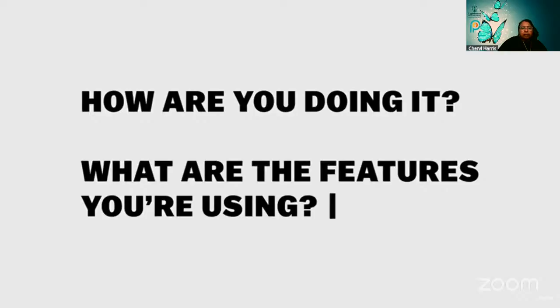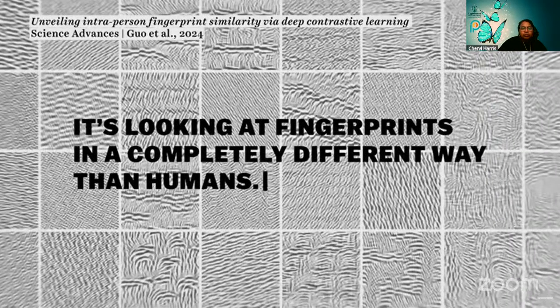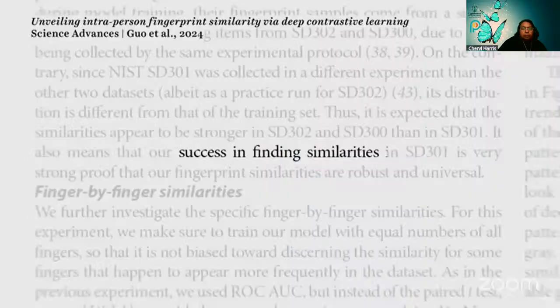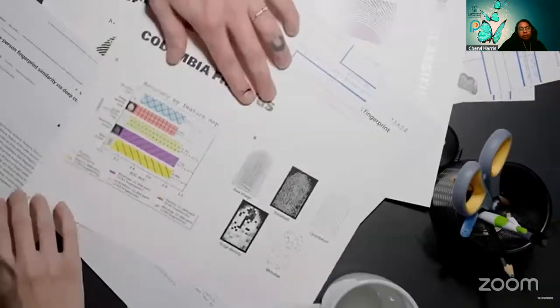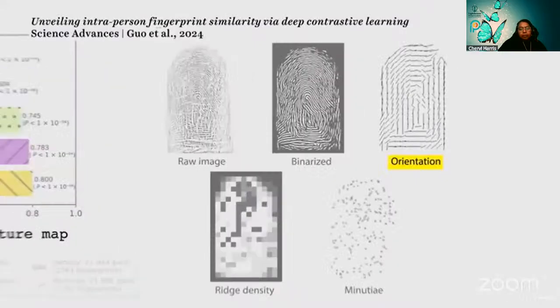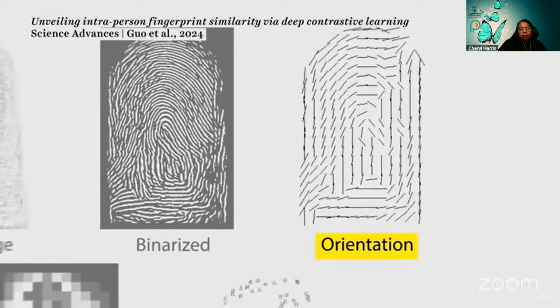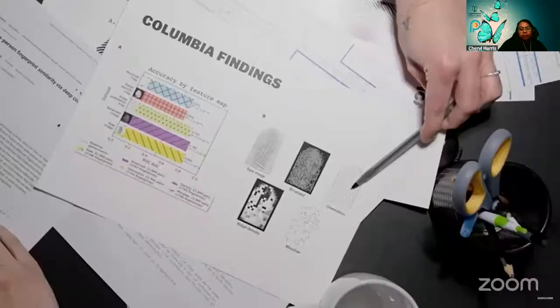And the AI shows you, and it's looking at fingerprints in a completely different way than humans. It found similarities to pretty successfully identify whether it was the same person or not. How does it do that? I want to show you what it was looking at. Instead of examining the minutia, like a human analyst does, the machine focused on the subtle curve shape and different angles of ridge lines in the center of the fingerprints.